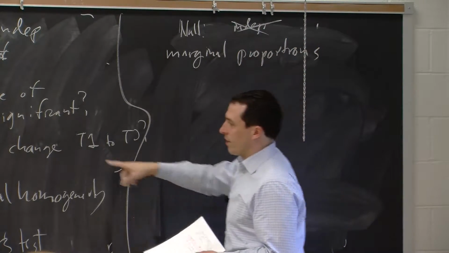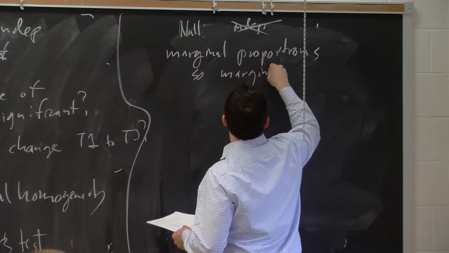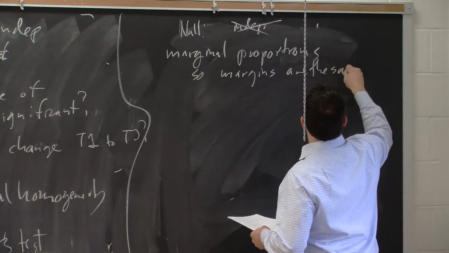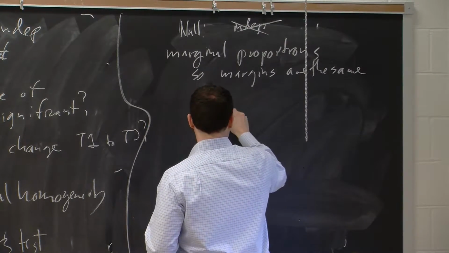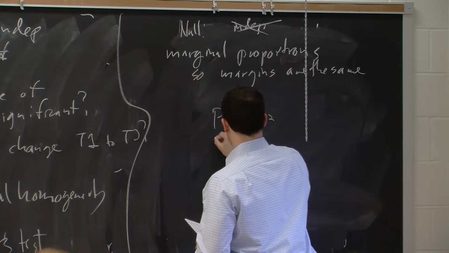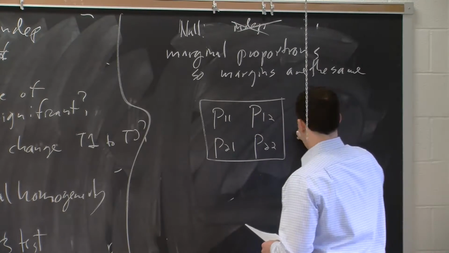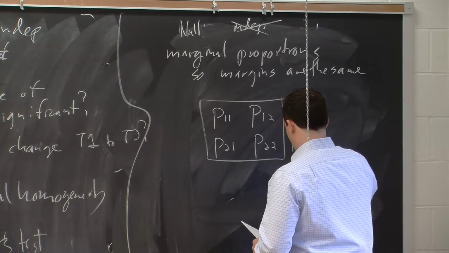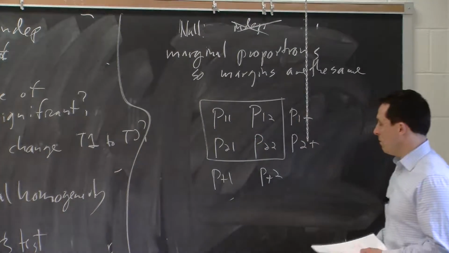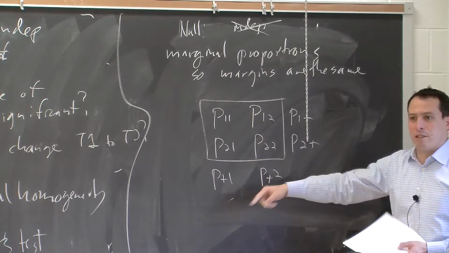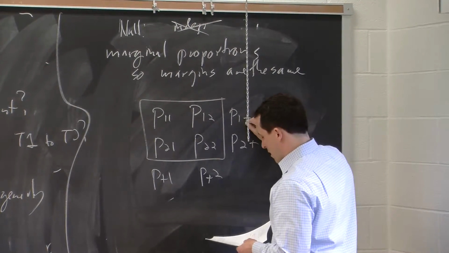And since the number is fixed at 1,600, the margins are the same. So if I think about it this way, I can write P11, P12, P21, P22. That's my table. My margins are P1 plus, P2 plus, P plus 1, and P plus 2. So I'm interested if this number changed, right, in 2 by 2 tables. If there were more than 2 by 2, there'd be more categories. But for this, I want to know if this number changed.